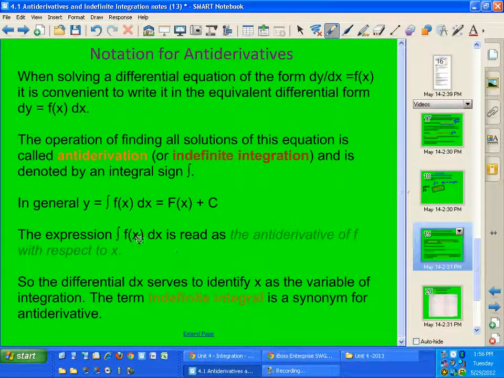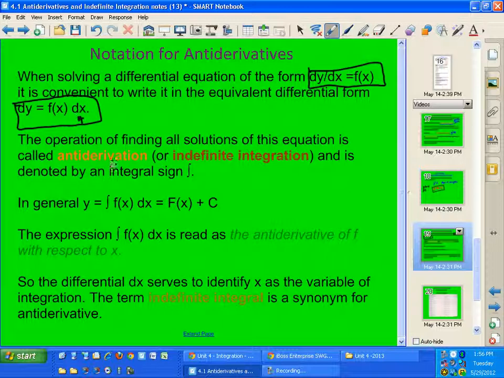Then we have new notation for antiderivatives. Our original equation, what we're used to, is dy dx equals f of x. Then we talked about differentials, that dy equals f of x dx. These differentials help us because when we do our antiderivative, this little dx becomes important, because it's what we're integrating with respect to. So we're finding the antiderivative with respect to x.